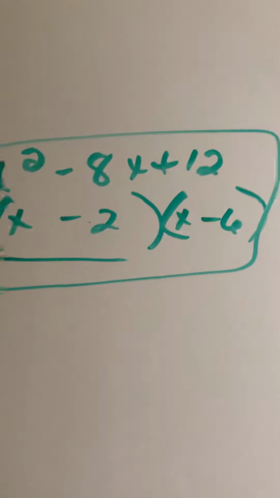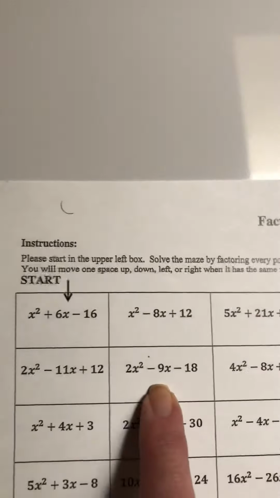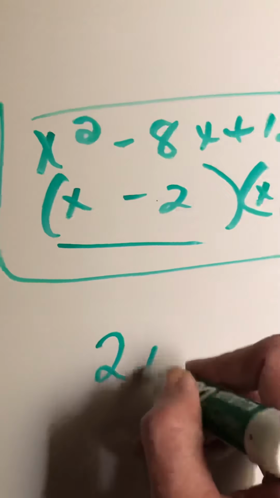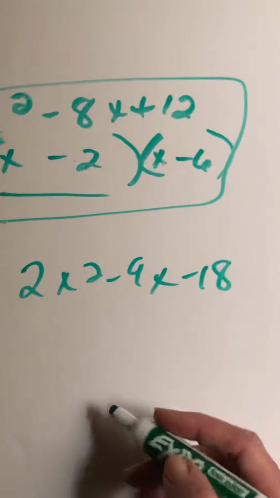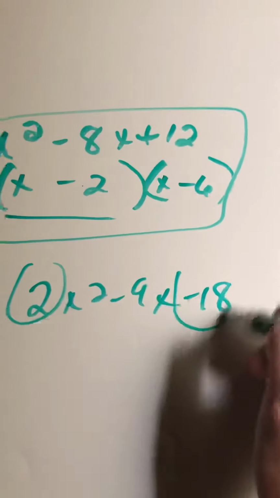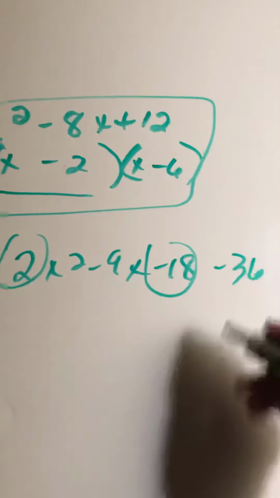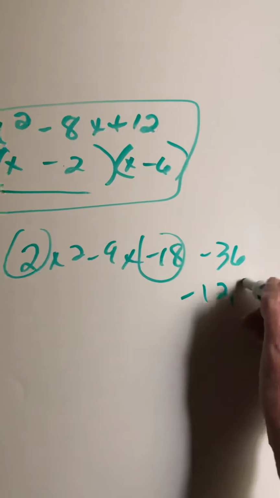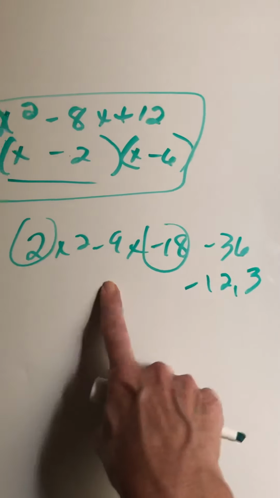Then let me do the one right underneath this one. It's 2x squared minus 9x minus 18. So I would do 2 times negative 18 is negative 36. Then the factors of negative 36 that give me negative 9 would be negative 12 and positive 3, because negative 12 times 3 is negative 36, and negative 12 plus 3 is negative 9.